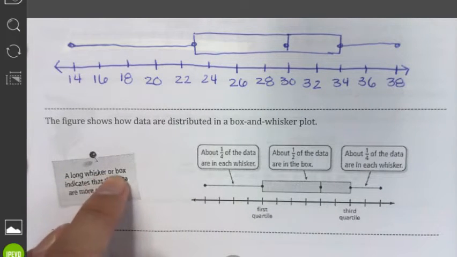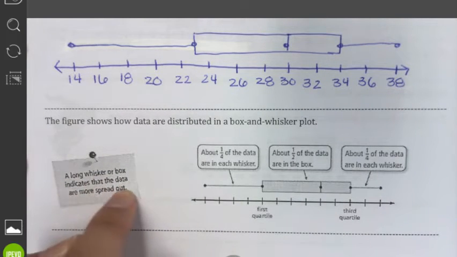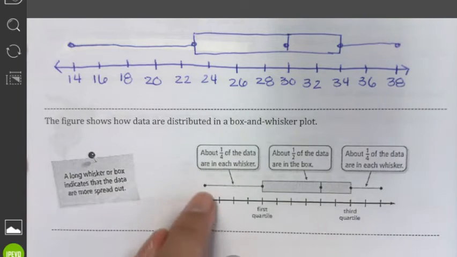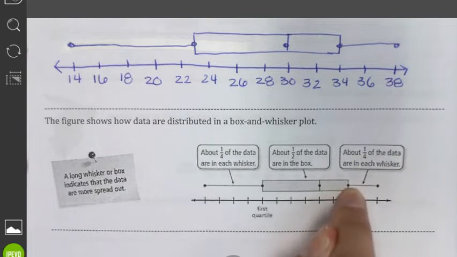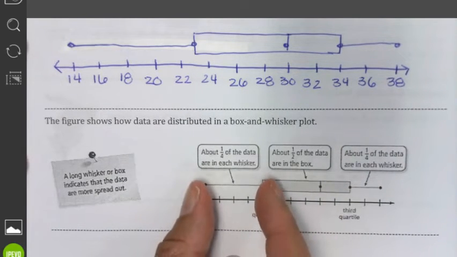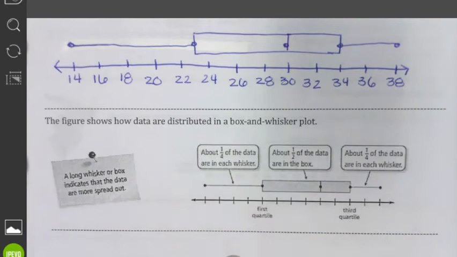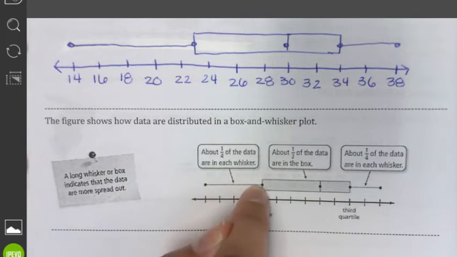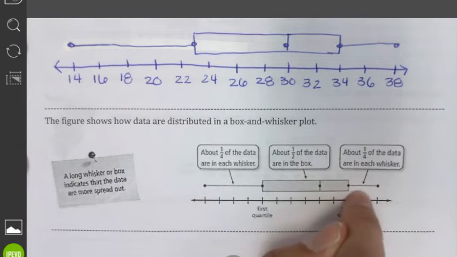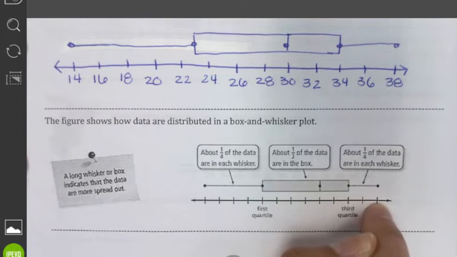A long whisker or box indicates that the data are more spread out. So for example, this whisker is a lot longer than this whisker. They have the same amount of data values in them. For example, let's say this has 4 data values stretching from this point to this point. This one would also have 4 data values in it. It just means that they're a little bit closer together.